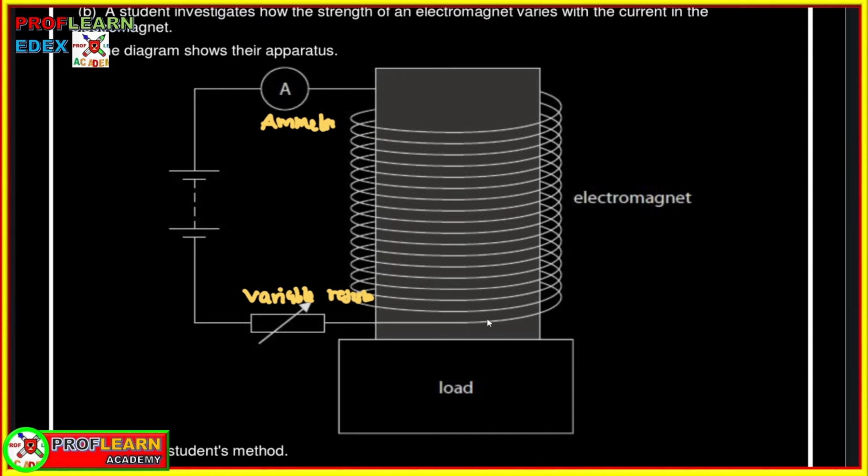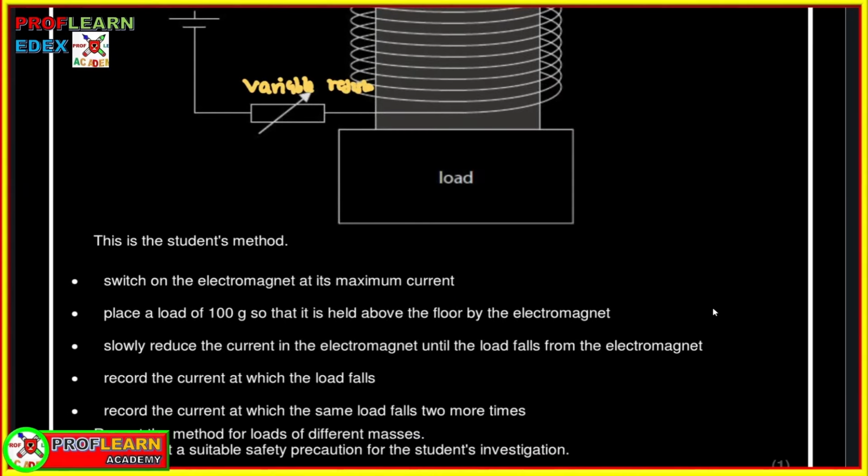All right. Also, we have mentioned that to increase the strength of this electromagnet, you need to have more coils. You also need to add in more current. How do you destroy an electromagnet? You use alternating current. But how do you create an electromagnet? You use direct current.